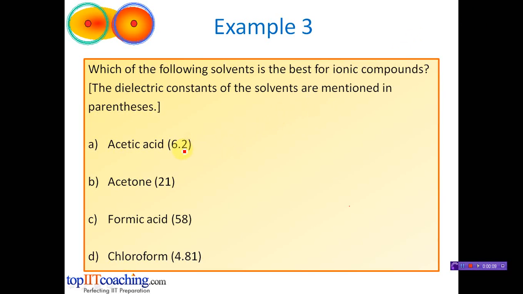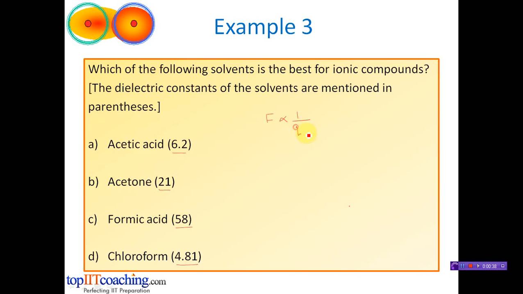Third question: which of the following solvents is best for ionic compounds? The number mentioned in the parenthesis depicts the dielectric constant of that solvent. The 4 solvents given are acetic acid with dielectric constant 6.2, acetone with dielectric constant 21, formic acid with dielectric constant 58, and chloroform with dielectric constant 4.81.